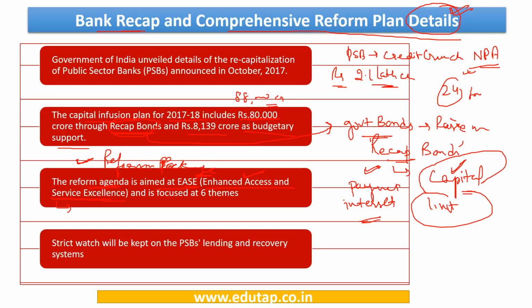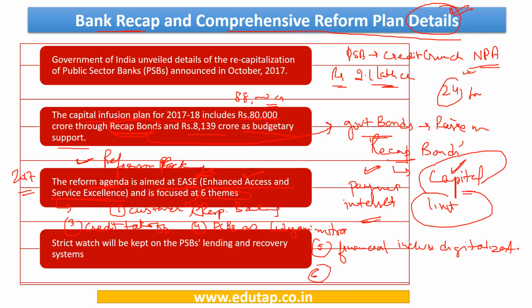This reform agenda has been prepared based on the recommendations made at Public Sector Banks Manthan that was held in 2017, and it focuses on 6 themes. These 6 themes include: 1. Customer responsiveness, 2. Responsible banking, 3. Credit off-take, 4. Public sector banks as Udyami Mitra, which is basically to promote the industries in the country, 5. Deepening financial inclusion and digitalization.